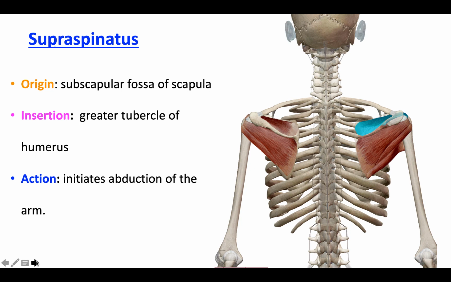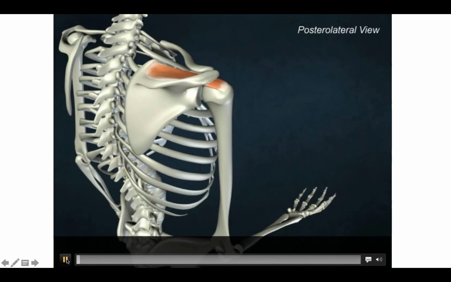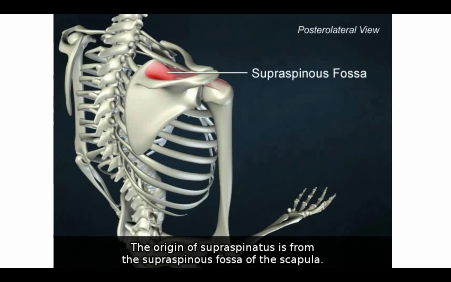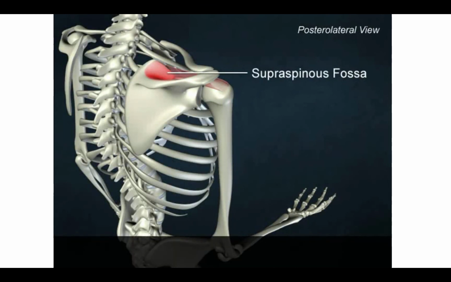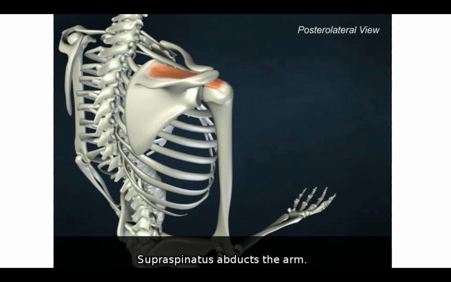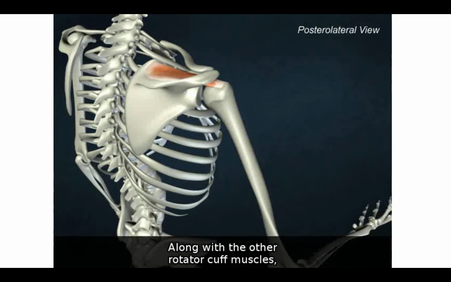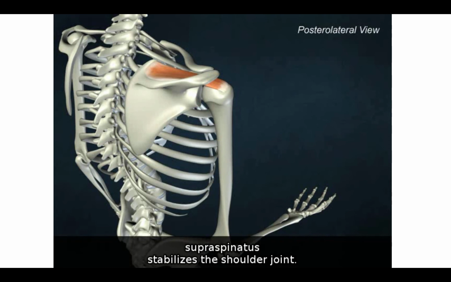Supraspinatus. This is another picture of the supraspinatus. The origin of supraspinatus is from the supraspinous fossa of the scapula. The insertion is to the greater tubercle of the humerus. Supraspinatus abducts the arm. Along with the other rotator cuff muscles, supraspinatus stabilizes the shoulder joint. It is innervated by the suprascapular nerve.